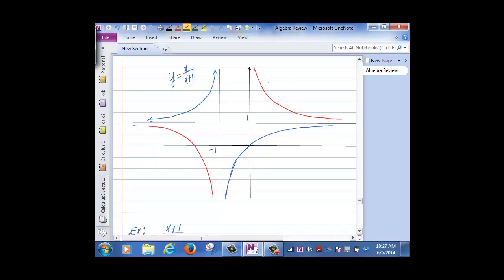Same way, the red curve, what was the red curve? x plus 1 over x. And this guy has a discontinuity at 0, right? It has a vertical asymptote there. Is everybody okay with that? Any questions? Okay.